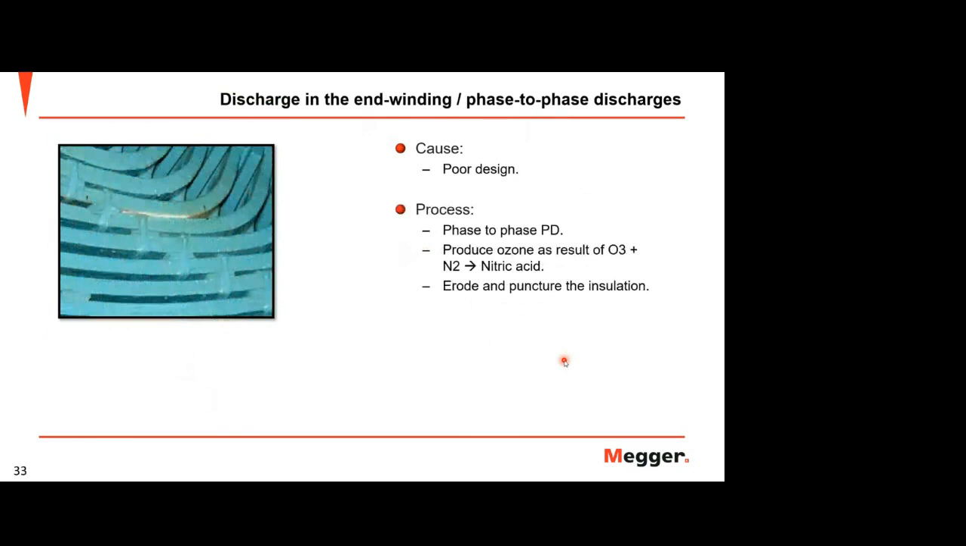And this one is for phase-to-phase discharge. Between phase-to-phase coils, you can see visually something like ozone being produced. This is the PD phase-to-phase, and it can arc and puncture the insulation. So still, you need to check visually to see this PD type.